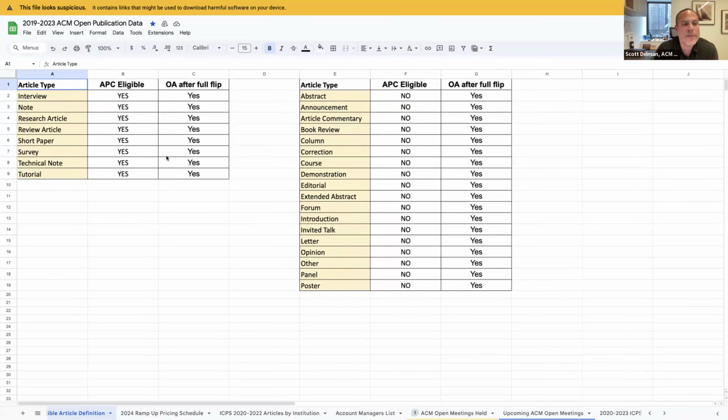APC eligible: interviews, notes, research articles, review articles, short papers, survey articles, technical notes, and tutorials. Everything on the right side where it says no, all of that content is going to be freely available if it's not already, but authors would never be asked to pay an APC for those articles. So I hope that answers it.